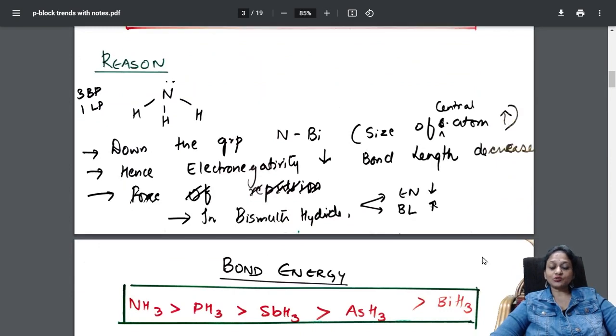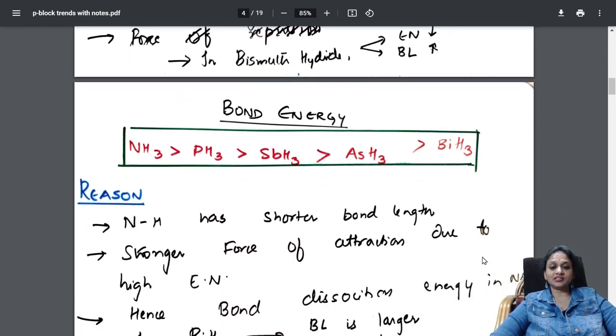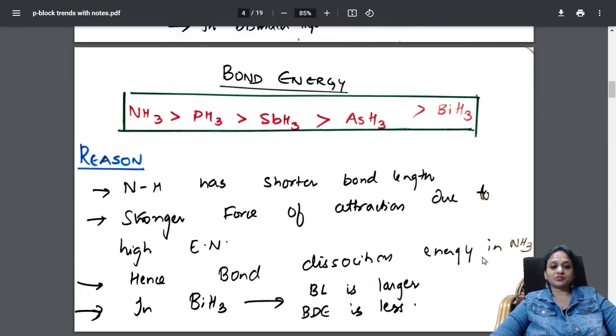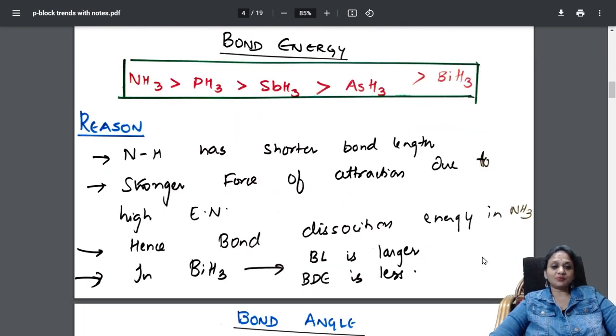After this, I slowly took into a concept called bond energy. All right, students. Bond energy, bond dissociation enthalpy. What happens? On what does that depend upon? What is the role of bond length? I have written the trend and I have written the reason also.